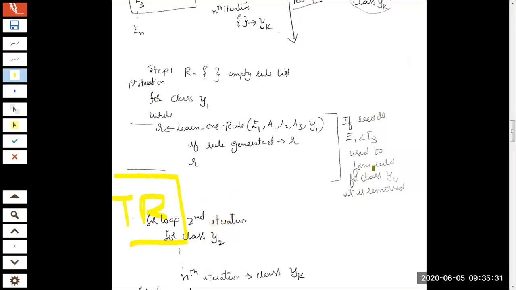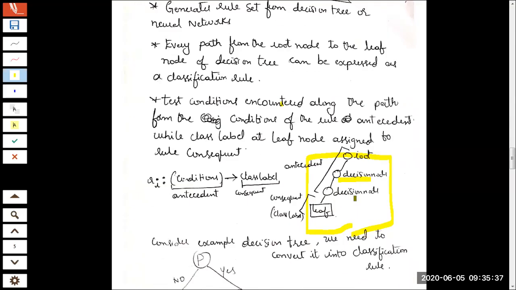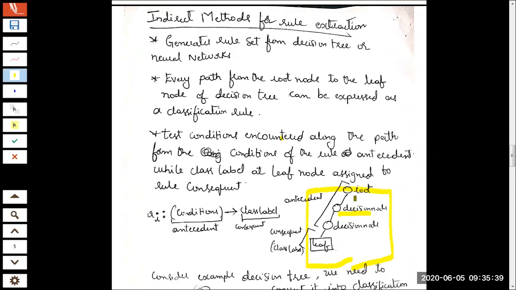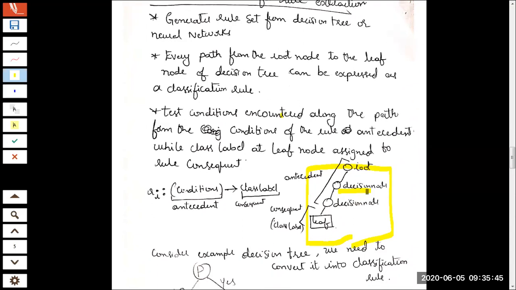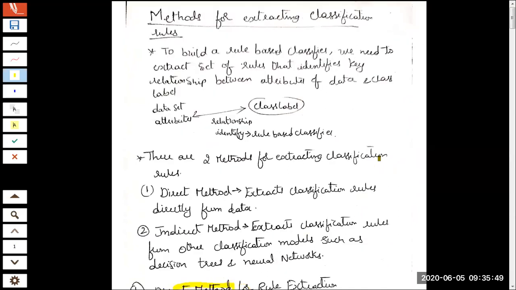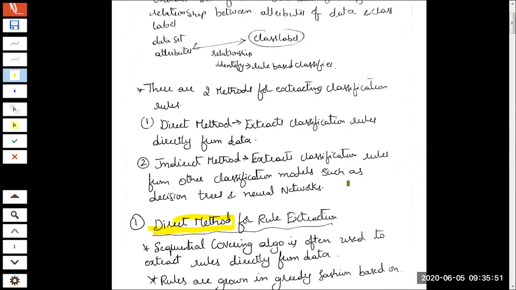Once again, I do not want to deviate much because let us focus on the syllabus also. Now with this background, we will enter into the indirect method using decision tree. So you know the basics of a decision tree. Once again, just to have a recap of it, I have written that part here.